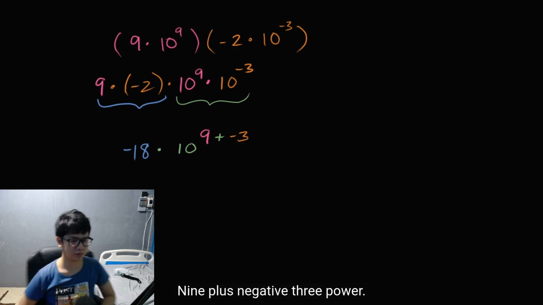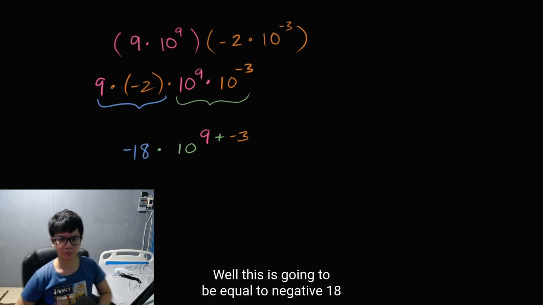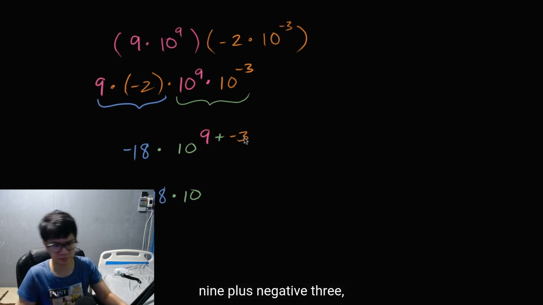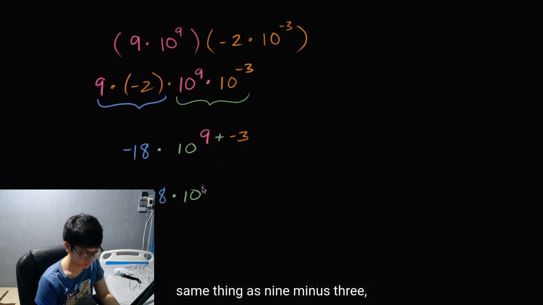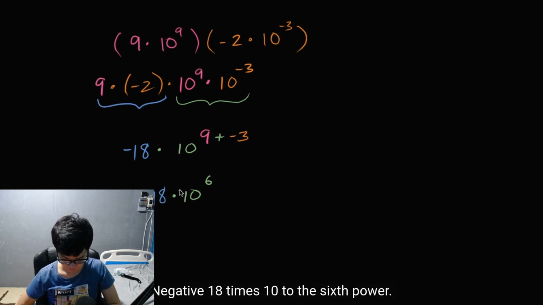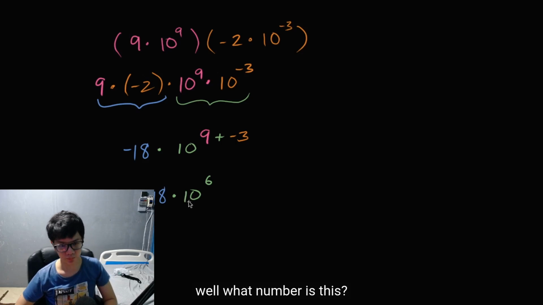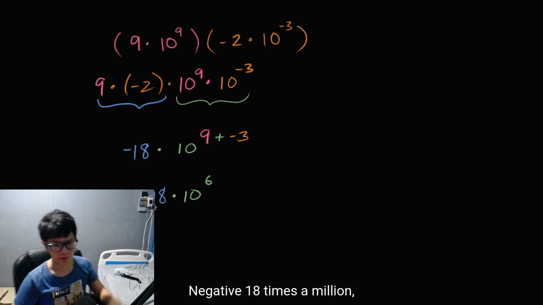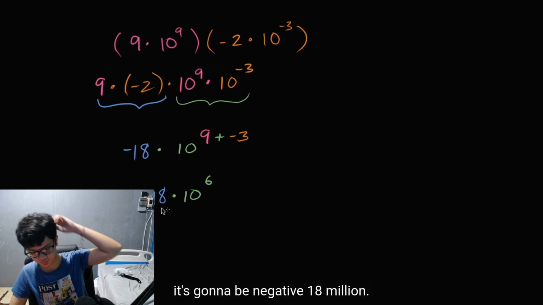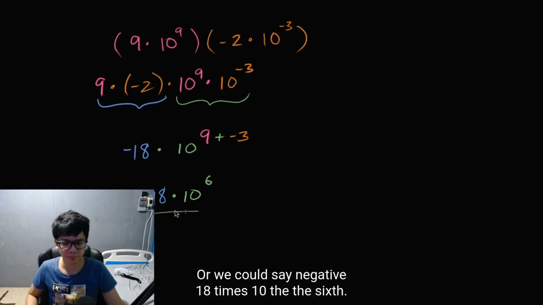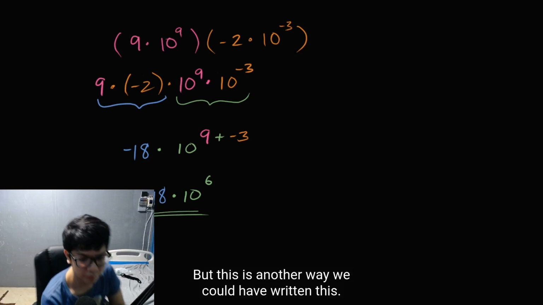Now what's this going to be? Well, this is going to be equal to negative 18 times 10 to the 9 plus negative 3, same thing as 9 minus 3, which is 6. Negative 18 times 10 to the 6th power. And if you wanted to think about what number it is, what's 10 to the 6th? That's 1 with 6 zeros. This is a million. Negative 18 times a million, it's going to be negative 18 million. Or we could say negative 18 times 10 to the 6th. Either way. So this is another way we could have written this.